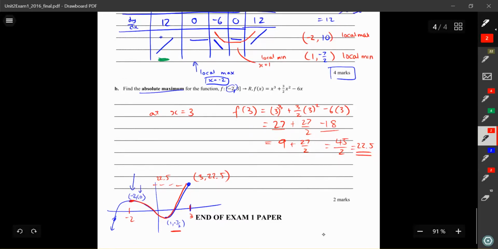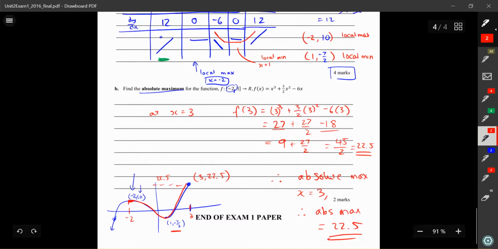and we stopped the domain at negative 2, which is up to 10. So therefore, the absolute maximum occurs at x equals 3, which gives you the absolute max value of 22.5.